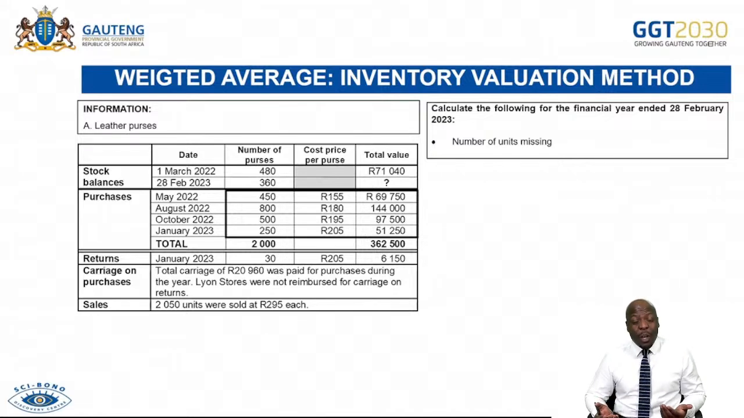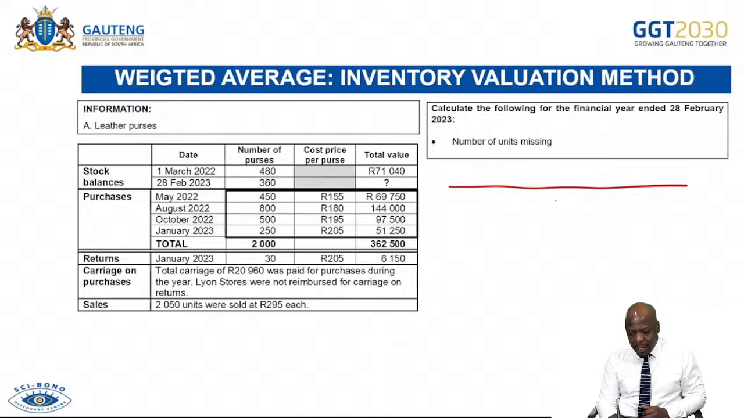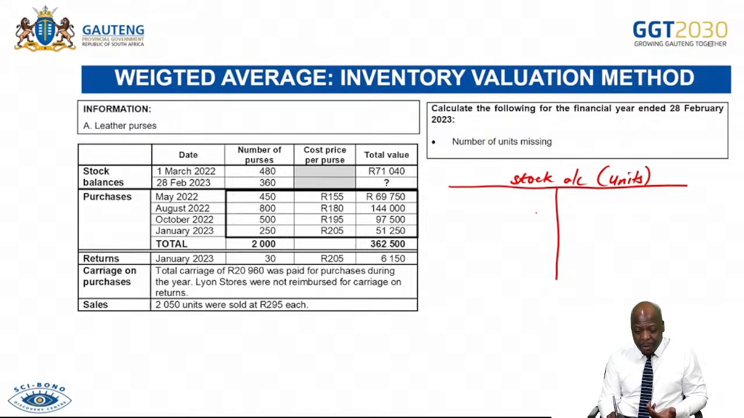I'm going to start first with the T-account. I'm going to start with the T-account, and then we're going to see if it works for us. So I'm just going to draw my two lines here, and I'm going to open a stock account, but remember, this is in units. So it increases on the debit side. I'm going to start off with my opening stock, OS. How many units did I have at the beginning? 480.